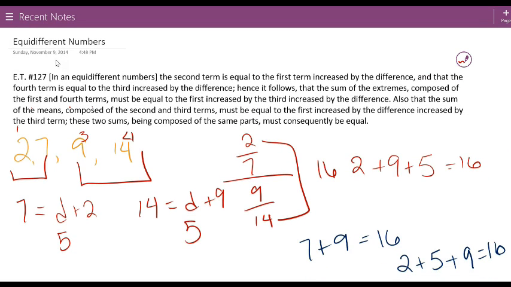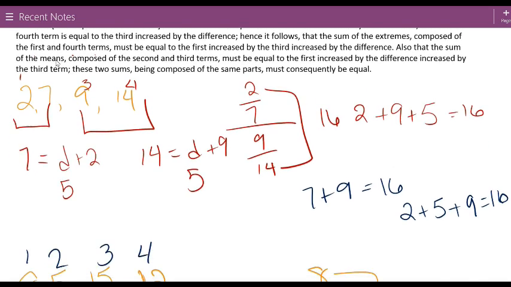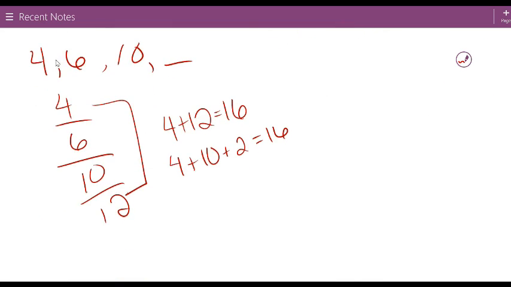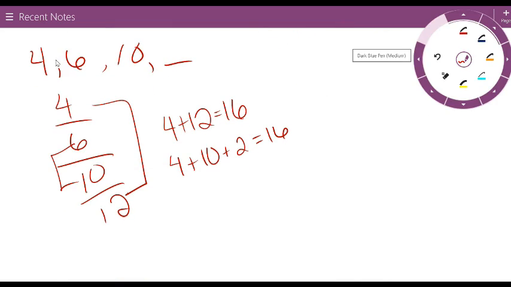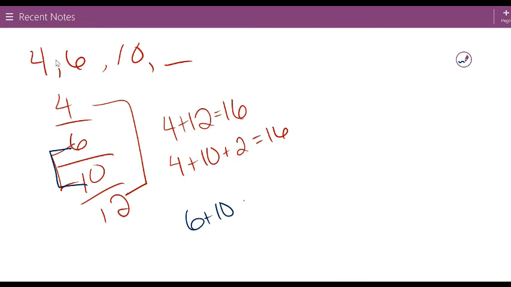And the sum of the means, composed of the second and third terms, must be equal to the first and the third plus the difference. So here, 6 plus 10 equals 16. The first plus the third plus the difference equals 16. So that one happened to work out. I'm not sure if it does in every scenario, I just picked 10.